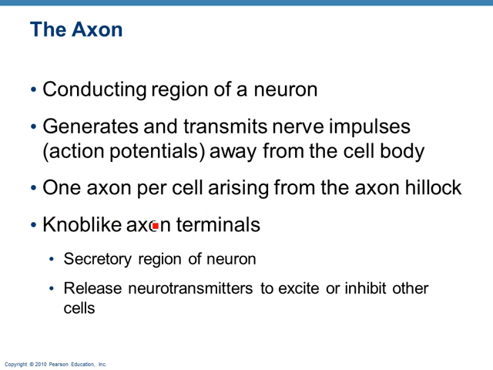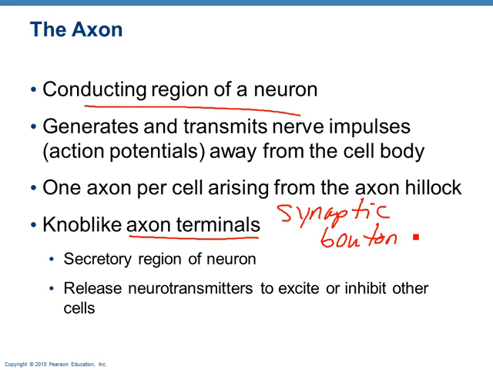Again, this should be hopefully a lot of review for you guys. Axon, again, that's the impulse conducting region. Takes information away from the cell body to the axon terminals. These axon terminals, sometimes you'll see them called synaptic bulbs. So you may see that term. And basically that's just those axon terminals where you've got those vesicles that contain the neurotransmitters. And it could be acetylcholine, it could be epinephrine, it could be dopamine, serotonin. We're going to talk about all the different neurotransmitters, but they're all stored inside these axon terminals.